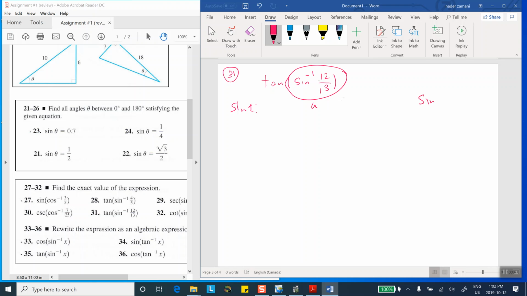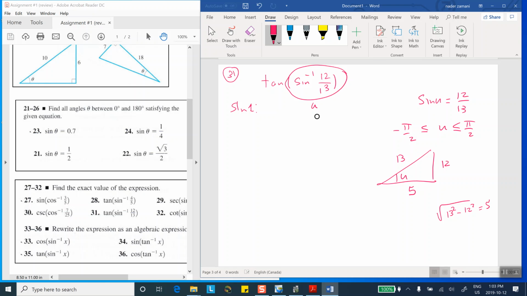So immediately we have sine of u equal to 12 over 13, and u is between pi over 2 and minus pi over 2. Draw your triangle, right triangle. This is u. Hypotenuse 13, opposite is 12, and we know that this one is going to be 5. Yep, Pythagorean theorem. Square root of 13 squared minus 12 squared is 5.